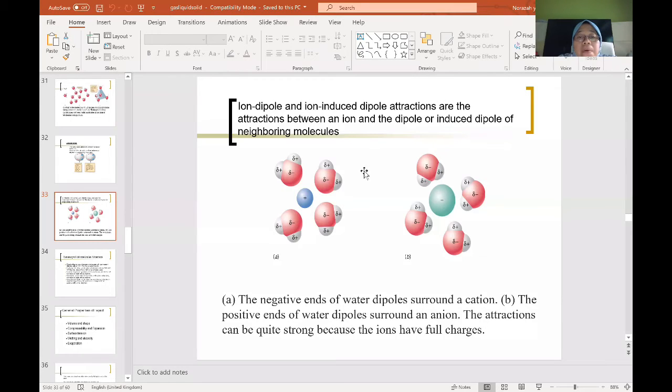Next one, if you have a mixture of ions and a polar molecule, the ions, for example a cation, can induce the partially negative, whereas anions can induce the partially positive, towards its negative or positive charge. This will create what we call ion-dipole or ion-induced dipole attractions or interactions when you have an ion and neighboring polar or non-polar molecules.